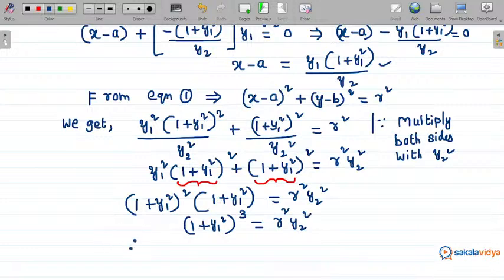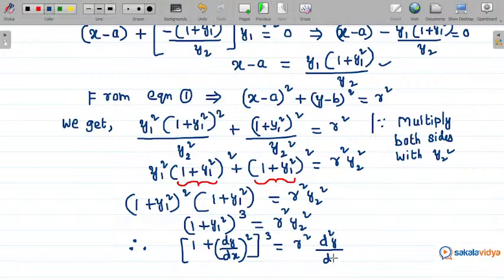Therefore, in the place of y1, write dy by dx. So we get (1 plus (dy by dx) whole square) raised to 3, whole cube, equal to r square into y2, which means you can write the second order derivative, (d2y by dx square) whole square. So this is the required differential equation. This is the required differential equation.